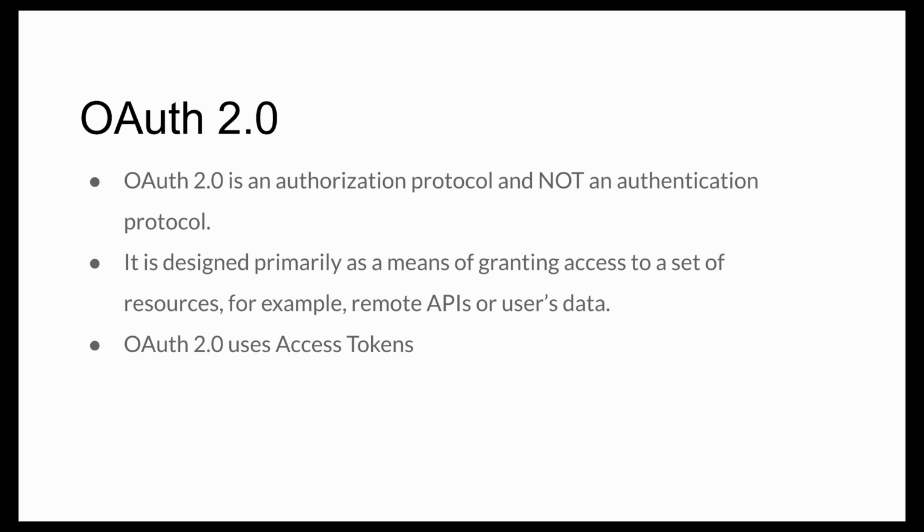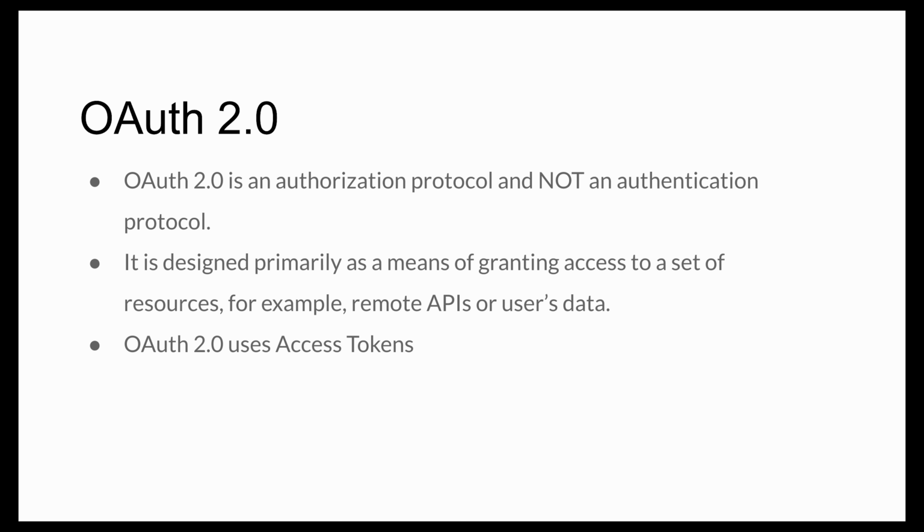Now the other important part of OAuth 2.0 is that it is designed primarily as a means of granting access to a set of resources. Suppose you have a set of resources, like if you take the example of Twitter, it has its own API. If you want to access those APIs, you need to request for it, right?